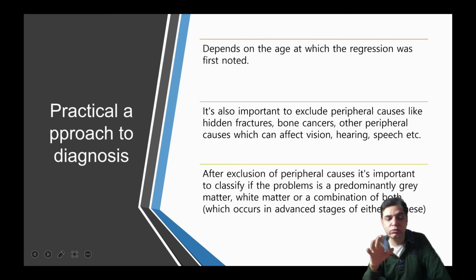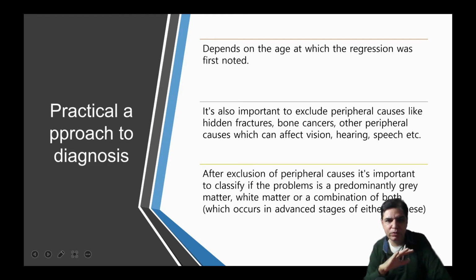And it's also important that you exclude peripheral causes, like somebody who had a hidden fracture, not walking simply because there's a hidden fracture. The child is so young he cannot tell you, or there is a bone cancer because of which the child has got pain and he cannot walk, or there are peripheral causes which can affect vision, like for example the child has got a cataract, or he's got hearing problems or speech problems because of, let's say, being born with some oral deformities which are affecting his speech. So again, you have to exclude things which can mimic neurodevelopmental regression.